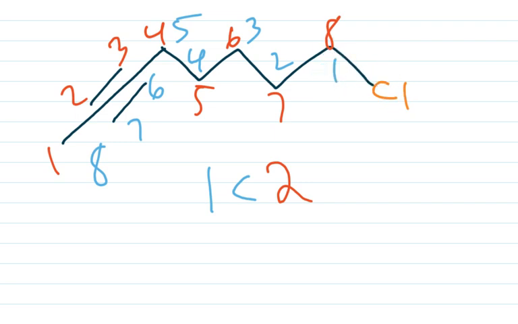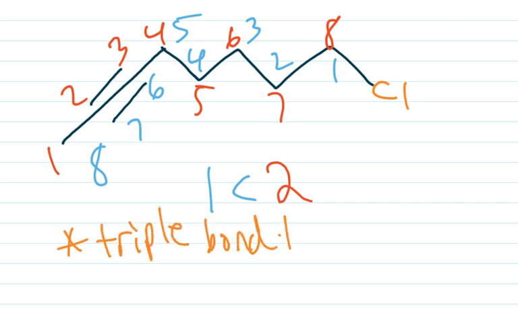Now, even though that's true, we still choose the red numbering because the triple bond always takes priority in this case, okay? Even though it's on a higher number, which is 2, compared to 1. So in this case, we should take away that the triple bond takes priority in terms of naming this molecule.